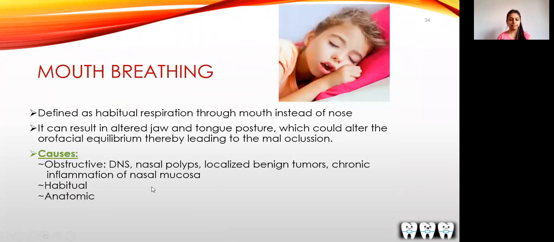Next is the mouth breathing habit. It is defined as the habitual respiration through the mouth instead of the nose. It can result in altered jaw and tongue posture, which could alter the orofacial equilibrium and lead to malocclusion.